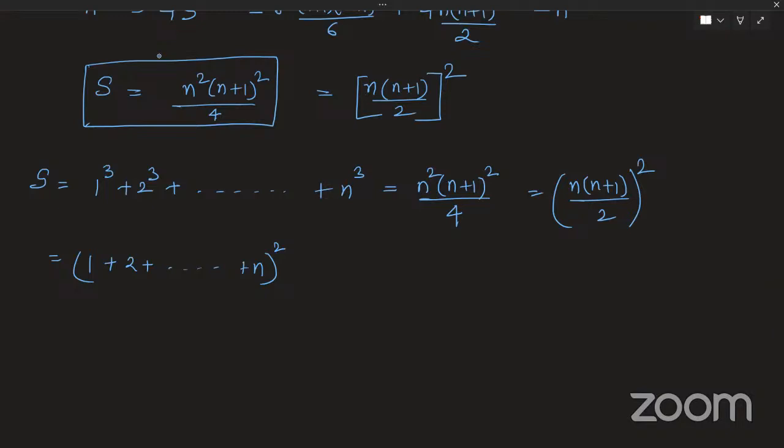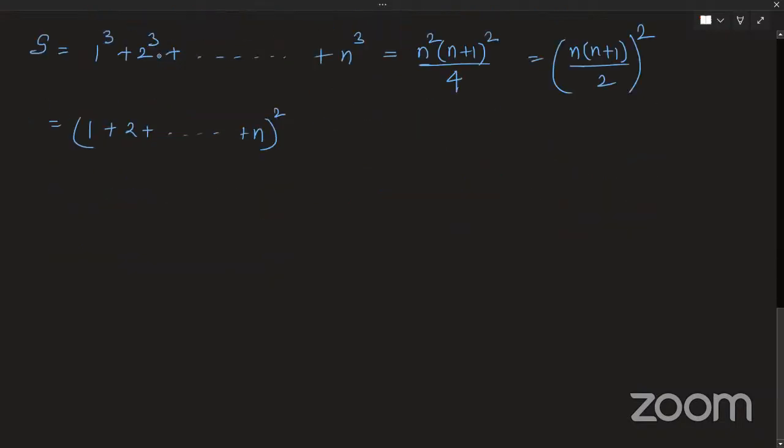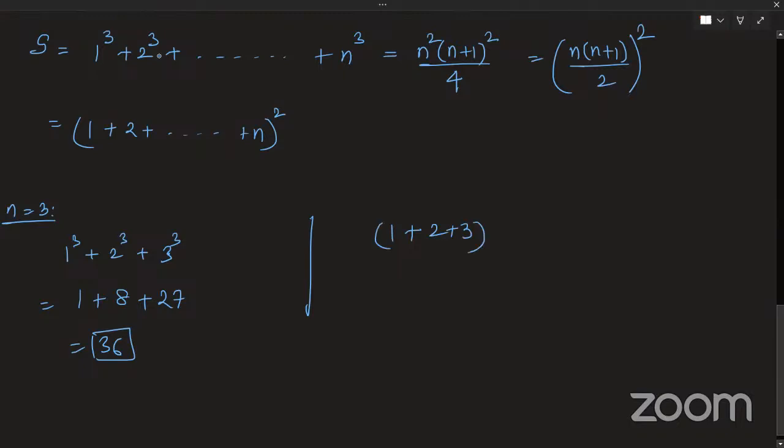So basically, you can just verify it for any number you wish to. For example, I am taking n is equal to 3. So what is 1 cube plus 2 cube plus 3 cube? What is it? 1 plus 8 plus 27, that is 36, right? It is 36. And what about the right hand side? I am asking you 1 plus 2 plus 3 whole square. That is 6 square, which is also 36. So from now you have a property also.